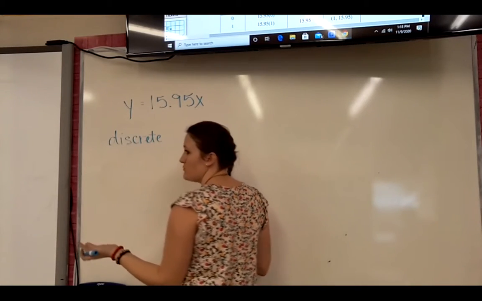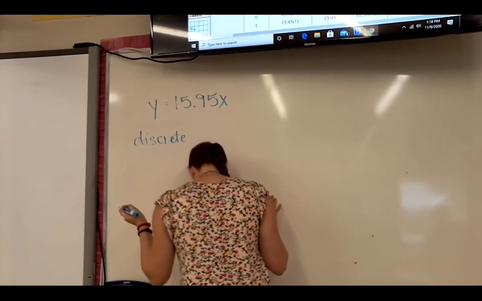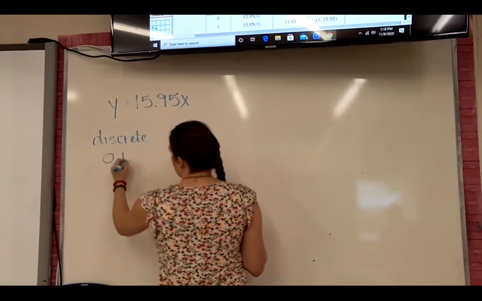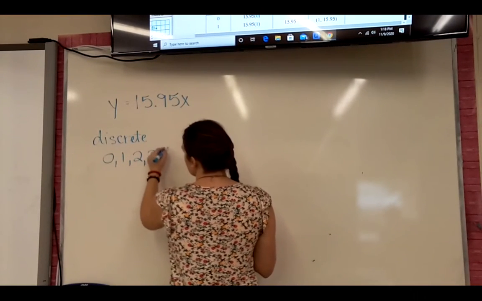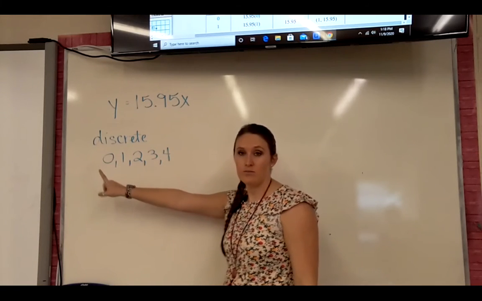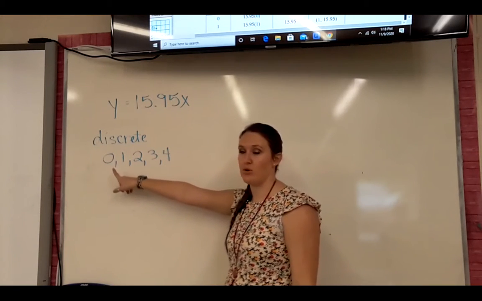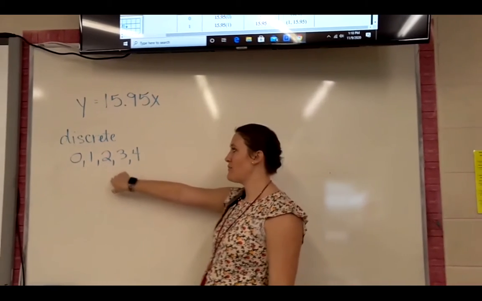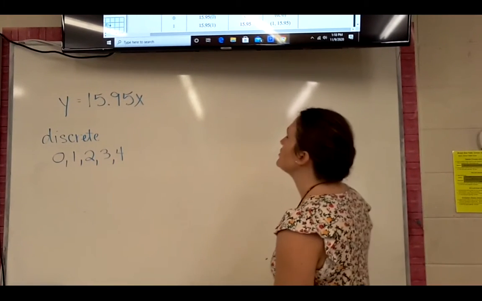And we already said, what numbers would it be? 0, 1, 2, 3, and 4. Because it said the max you could buy is 4. Well, you don't have to buy any, so the minimum would be 0 tickets. So there's your domain. It's discrete, and it's 0, 1, 2, 3, 4.